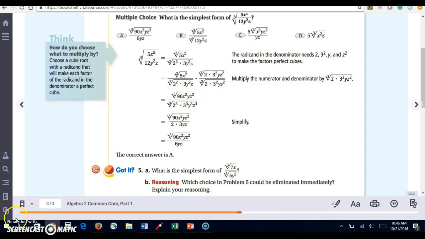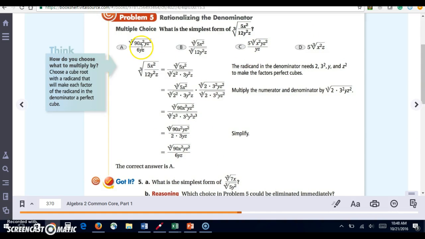And so when I do that, I get the 2 out, the 3 out, and the yz out. And at the top, when I multiply, I have this 2 times 3 squared, which is 9. So 9 times 2, which is 18, times 5 is 90, times my x squared that was already there, times the new y, and times z squared is what my numerator looks like now. And so this can't be broken up in any other way, so this is now in simplest form. So the correct answer is A.